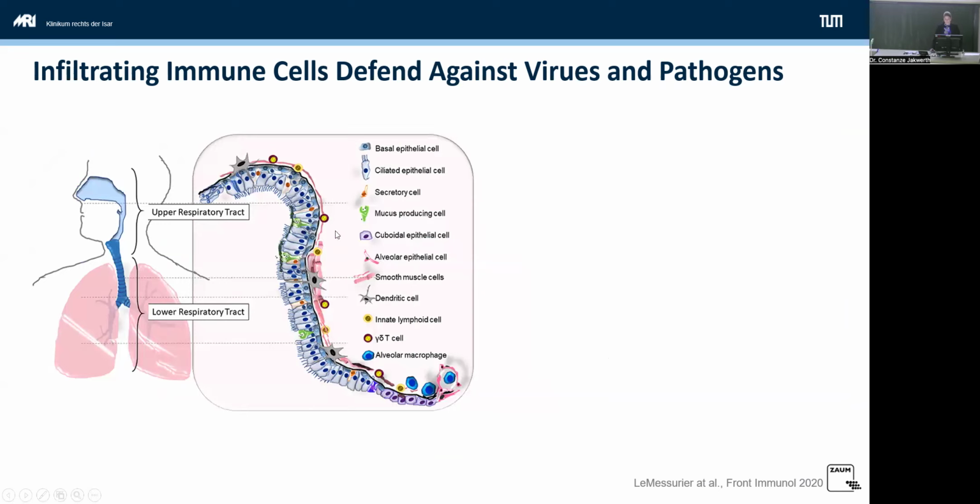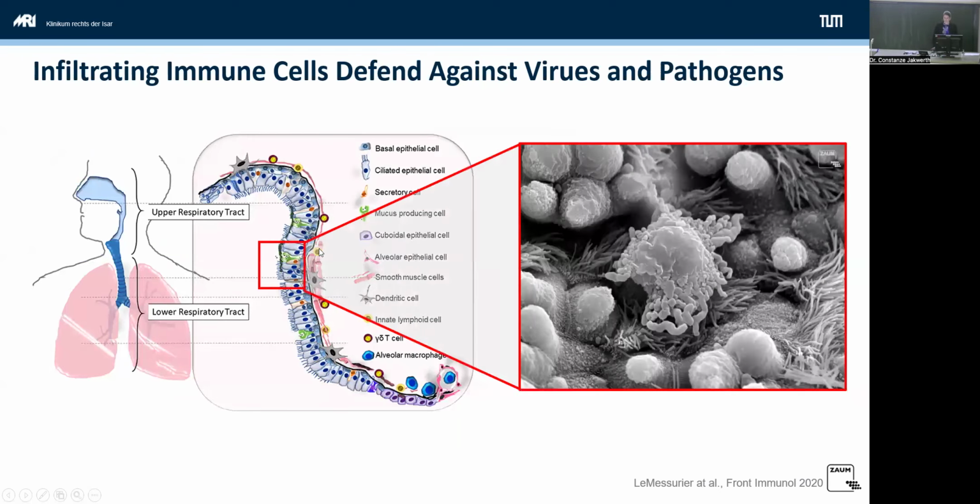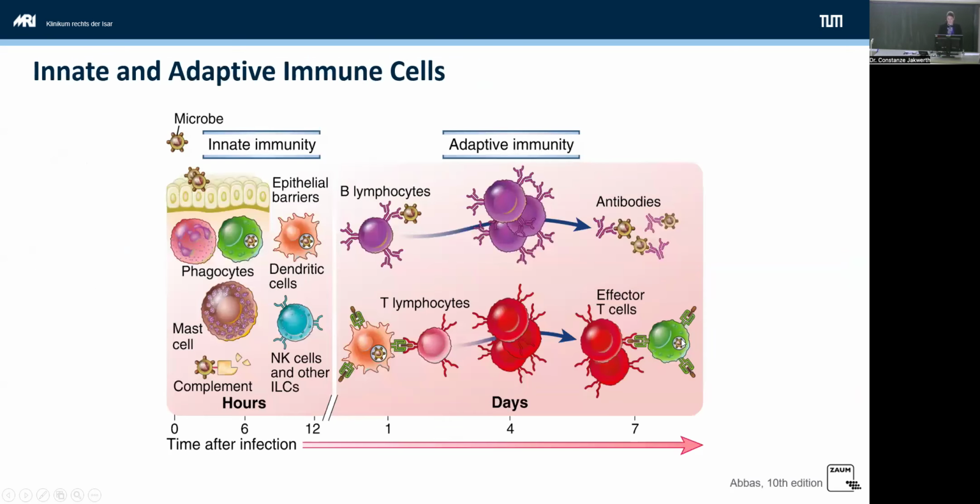However, of course, they also need the help of the immune system, which then infiltrates the epithelium. Here you can see the diversity of the immune cells that infiltrate from below, from the basal side, but there are also cells that actually transmigrate and sit on the apical side of the bronchial epithelium. Here you can see an electron microscopic picture, where you can see an alveolar macrophage that scans the surface of a bronchial epithelium. Here you can see actually the cilia of the bronchial epithelium, and this is the macrophage.